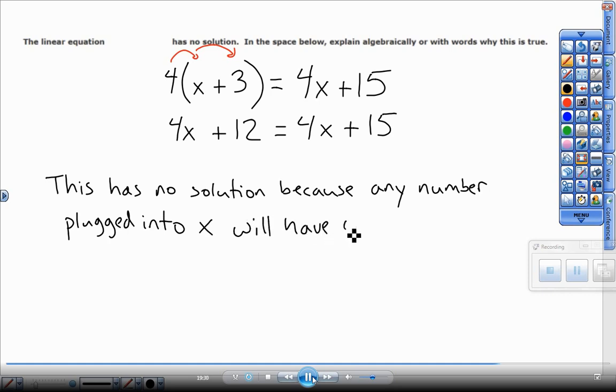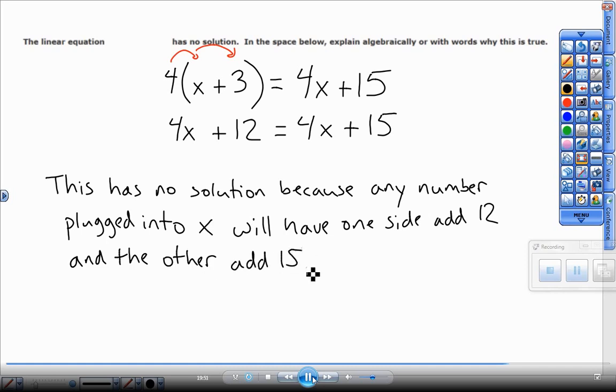We'll have one side add 12, and the other side add 15. Again, that situation, I want you to show it with math too.